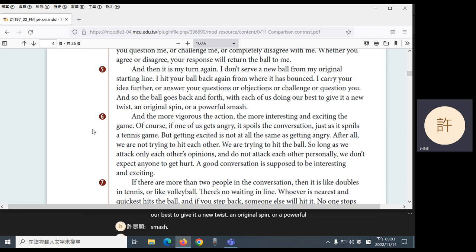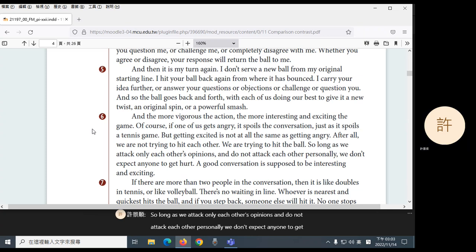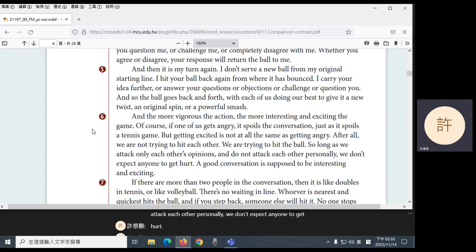And the more vigorous the action, the more interesting and exciting the game. Of course, if one of us gets angry, it spoils the conversation, just as it spoils a tennis game. But getting excited is not at all the same as getting angry. After all, we're not trying to hit each other, we're trying to hit the ball. So long as we attack only each other's opinions and do not attack each other personally, we don't expect anyone to get hurt. A good conversation is supposed to be interesting and exciting.